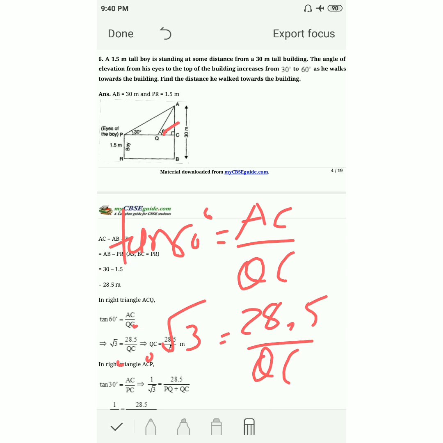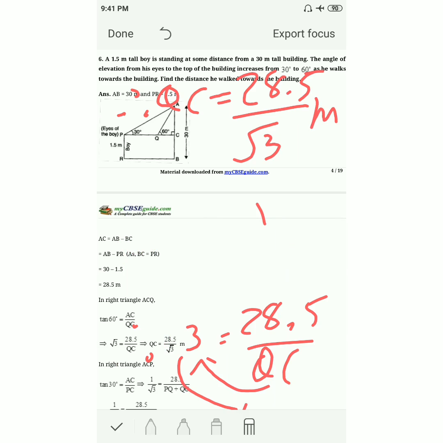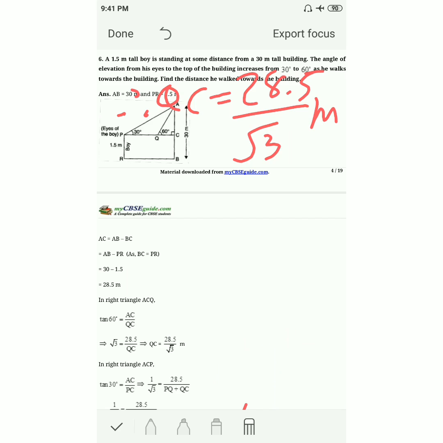Now we need to find QC, right? So transfer this QC to the left hand side and this root 3 to the right hand side. So on the left hand side QC is equal to 28.5 upon root 3. So this is our QC, 28.5 upon root 3 meters. Now QC is not our final answer. That's why right now we do not rationalize it. When we get our final answer, and if a root is present in the denominator in our final answer, at that time we rationalize the denominator. Right now QC is not our answer, that's why we do not rationalize it.